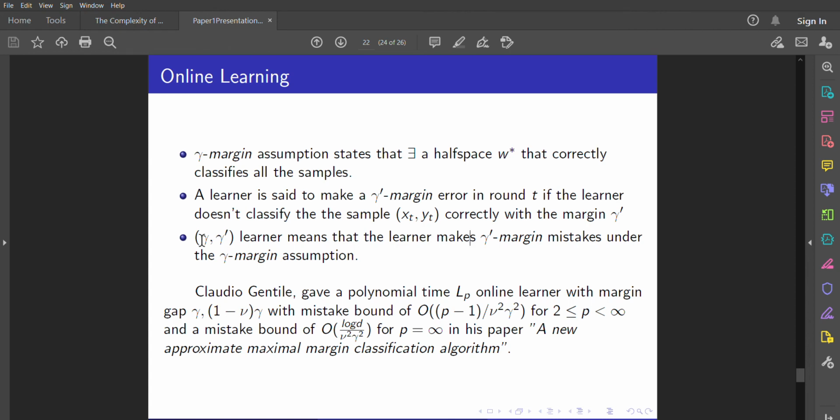I would also like to make note of the contributions by Claudio Gentile, who gave a polynomial time LP online learner with margin gap gamma, 1 minus nu, gamma, with a mistake bound of big O of p minus 1 by mu square gamma square for values of p lying between 2 and infinity, and a mistake bound of big O of log d by nu square gamma square for p equal to infinity, in his paper, a new approximate maximal margin classification algorithm.